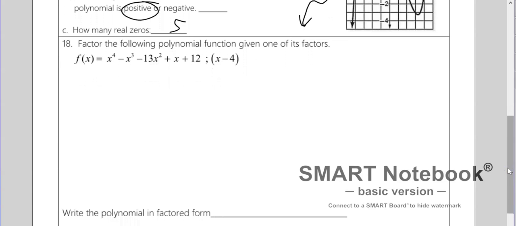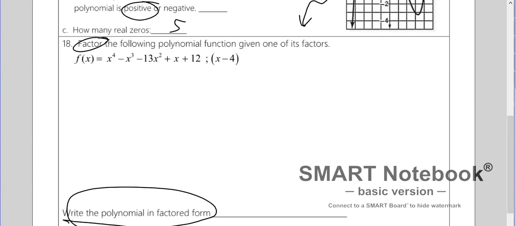All right, factor the following polynomial function given one of its factors. So this is like we did on the first page. But notice it says factor and it says write in factored form. So we'll talk about that in a minute. X equals 4. So we put 4 in the box. Our highest degree is 4, 3, 2, 1 constant. We're good to go. So it's 1, -1, -13, 1, and 12.